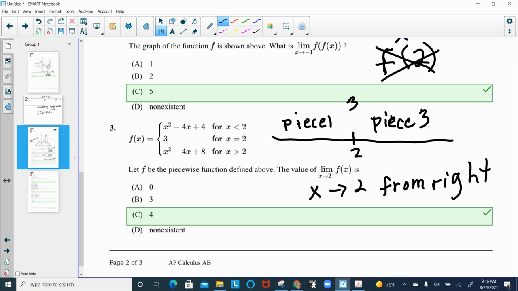So if we want to evaluate the limit of f of x as x approaches from the right, we want to look at this right-hand piece that is to the right of 2. So the only piece that we need to worry with here is the x squared minus 4x plus 8. And because this is a polynomial, and polynomials are very friendly critters in mathematics, we can take that 2 and we can do a direct substitution.